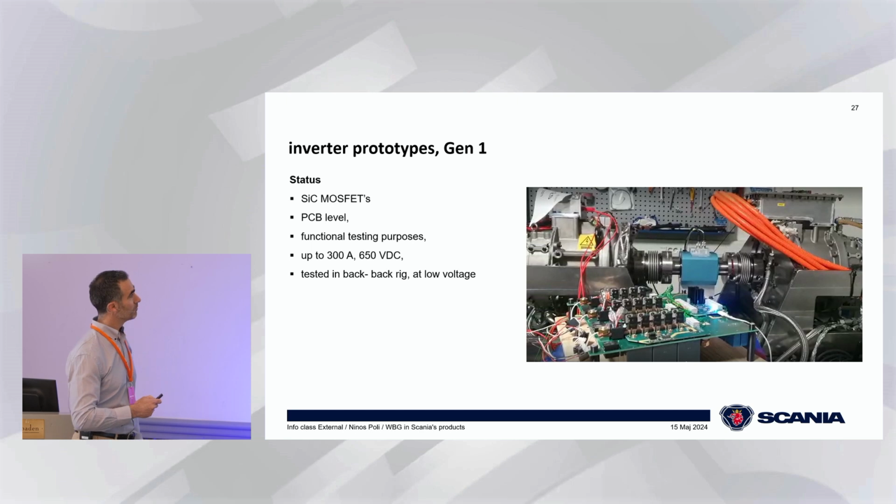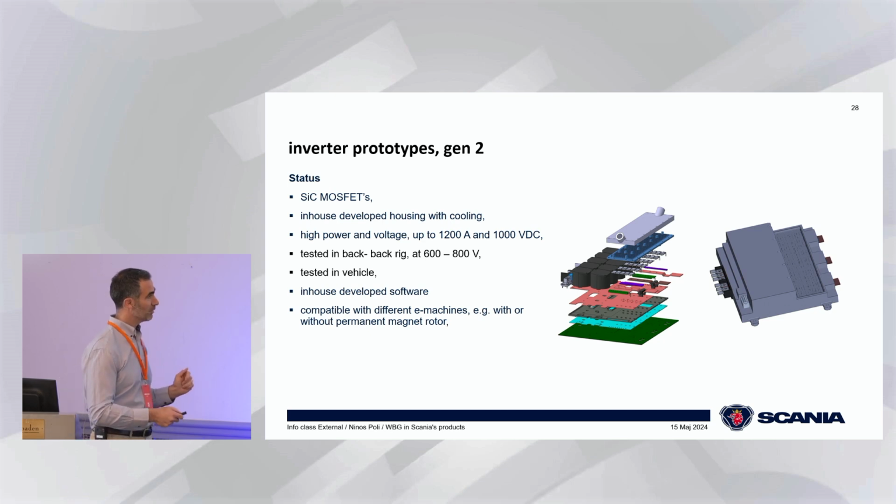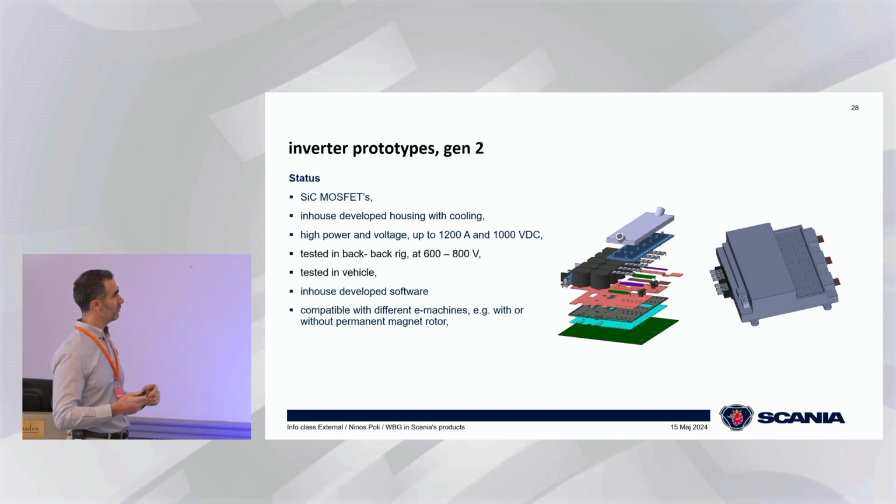And then we have produced another generation, also based on silicon carbide. But here we have a housing with cooling that we developed at Scania. So this one is much more robust, so we can drive it at higher power levels and higher voltages, but also it's been tested in vehicles very recently. So it's very exciting that we are now developing inverters and testing them in vehicles and in the lab. And we have also tried some of our own software to control the electric machine via these inverters.